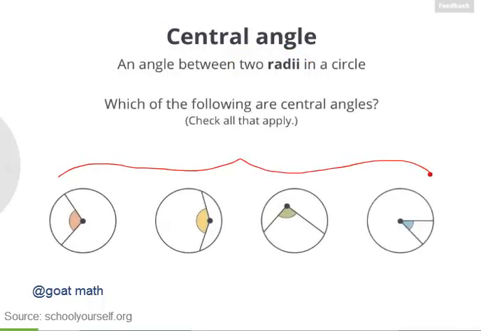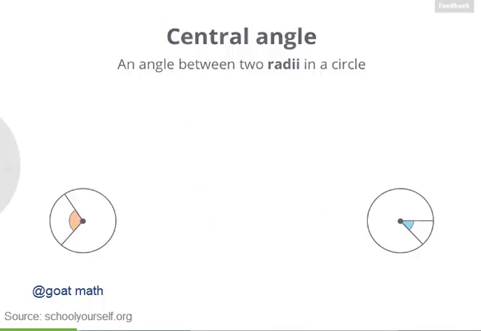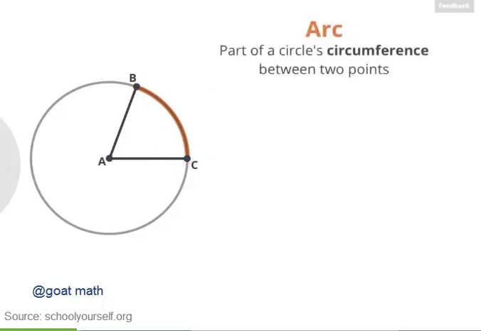So which of these angles down here are central angles? Excellent. So these are the two central angles. Now here's another circle, and let's call it center A, and let's call these 2 points on the circumference B and C. This curved segment over here between points B and C is called an arc. An arc is part of a circle's circumference between 2 points.